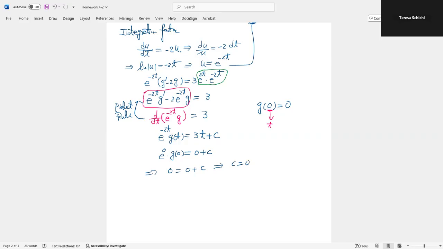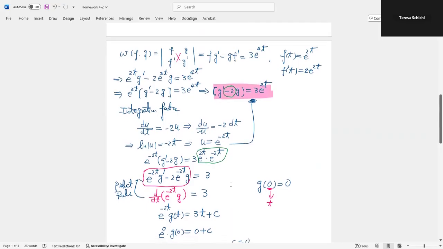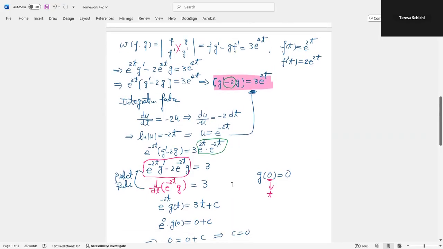So I got my final solution here: e^(-2t) g(t) equal to 3t. Now I multiply e^(2t) on both sides, and I get g(t) equal to 3t e^(2t). This is my other solution for the differential equation. So that's it. It's pretty easy, right? If they give you the Wronskian of the two solutions, and then they give you one of the solutions, finding another one turns out to be pretty easy.